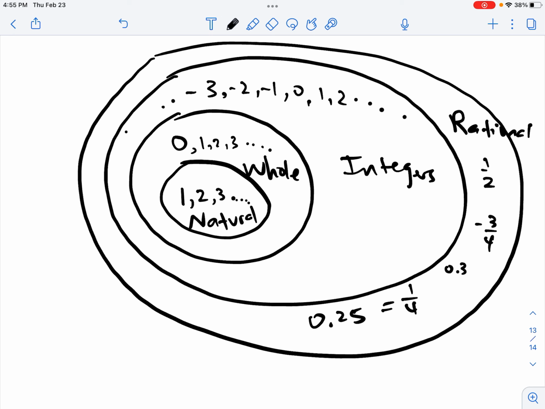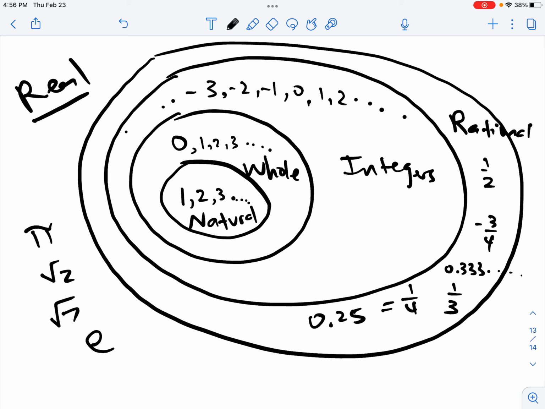And 0.333 dot, dot, dot is rational because we can express it as 1/3. Now there's another bunch of numbers called irrational numbers. Numbers like pi, square root of 2, square root of 7, e. We can't write these numbers as fractions. They're just numbers that go on and on and on forever and ever. They're crazy decimals that go on forever, and they never repeat in any sort of real predictable pattern. Now all of these are the real numbers. Real numbers consist of your rationals and irrationals, and all the things in between.